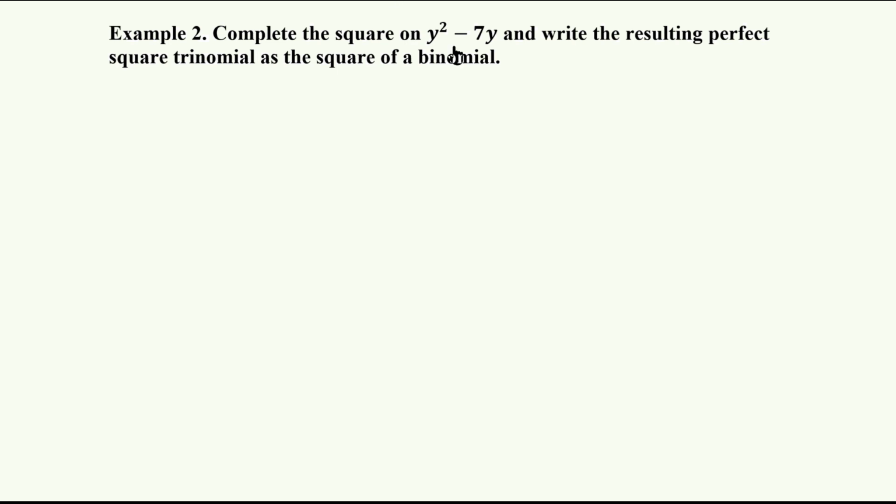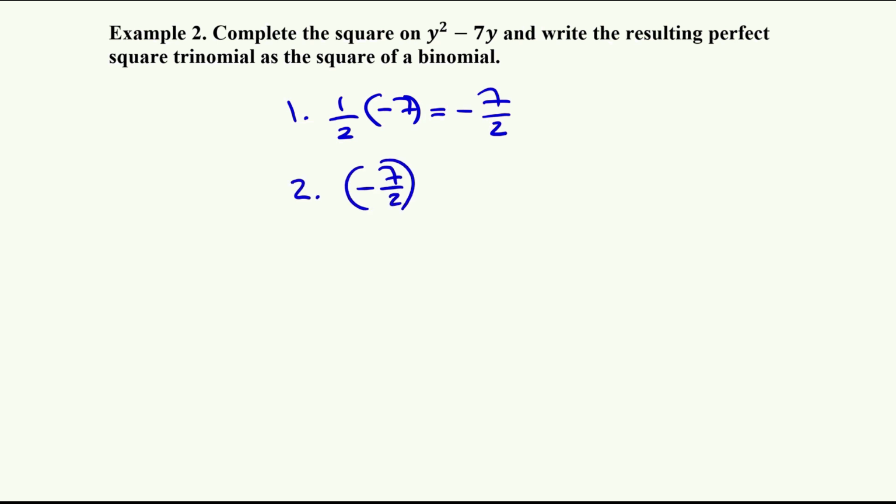So here we have y squared minus 7y, and we're going to go through the same kind of process. So the first thing we're going to do is to take 1/2 of the coefficient of the first degree term, which will be -7, and we end up with -7/2. Now for the second step, we're going to take the -7/2 and square it to get 49/4. So now we know that this is the number we need to add to y squared minus 7y in order to turn it into a perfect square trinomial.